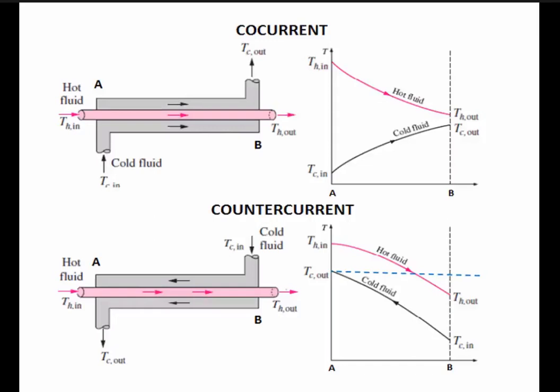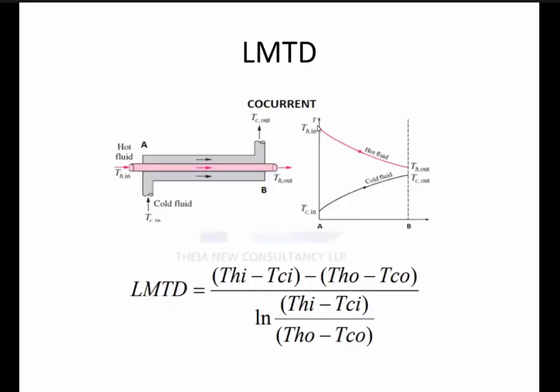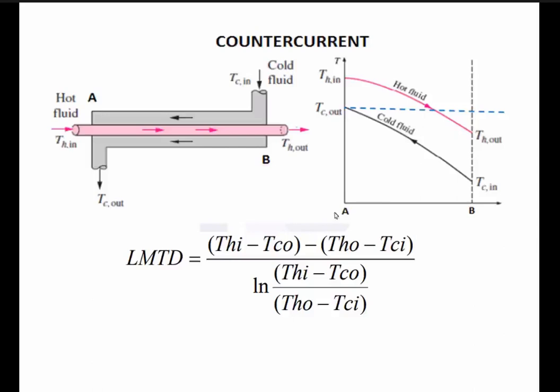Once you know this graph, you have to calculate the LMTD. For LMTD, you take the difference, simple, at the inlet and the outlet. So the difference between this and the difference between this. Here, hot fluid inlet minus cold fluid inlet, minus hot fluid outlet minus cold fluid outlet, divided by ln of this. This is different from counter current. For counter current, the formula is different.